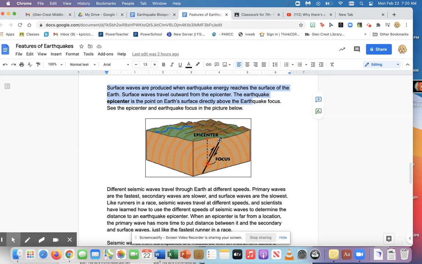So if you look at it here, the line again is the fault. The rocks are moving past each other, right? So the focus is underground, right, where the P and the S waves are generated. But once the waves get to the epicenter and they radiate or move away from the epicenter, those are the surface waves on top, on the actual surface, where we are.